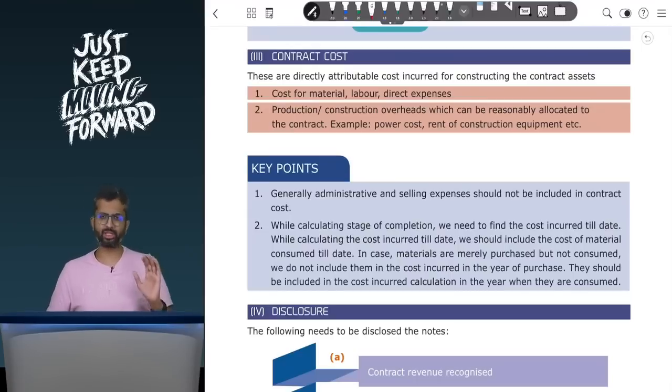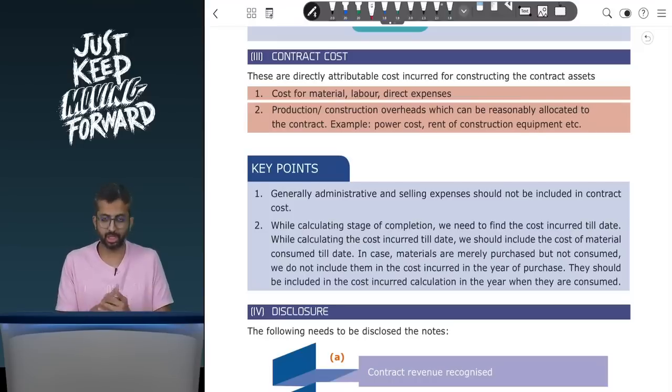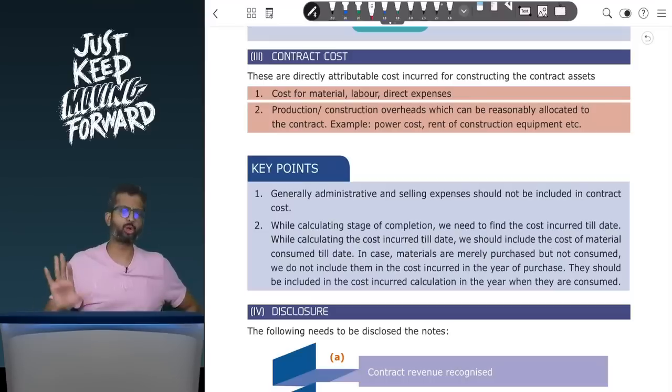When you take cost incurred, for the purpose of stage of completion, you will take the normal cost incurred. If there is any abnormal loss, let's say loss by fire, earthquake, etc., that will be taken to the P&L directly. It will not impact the stage of completion, and it will not even be taken as a direct contract cost. It will be taken as an abnormal loss in the profit and loss account.